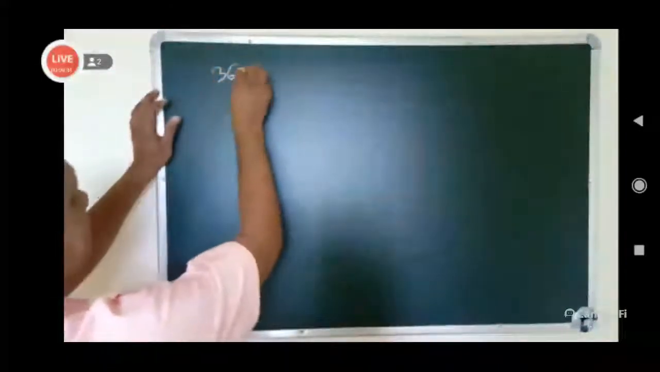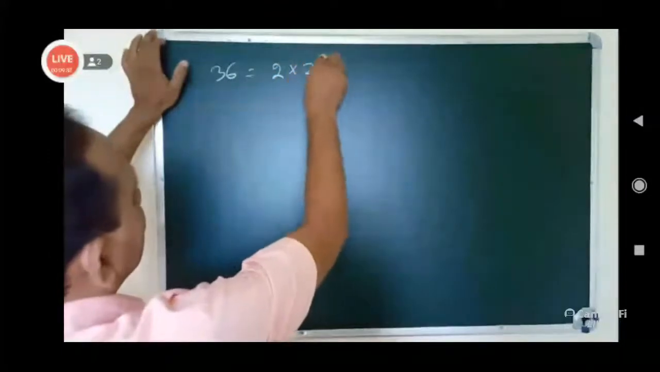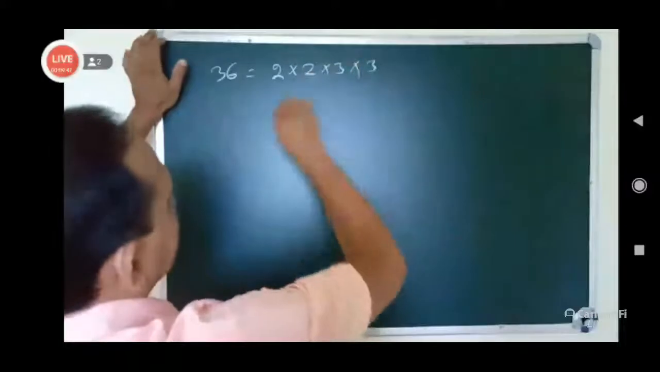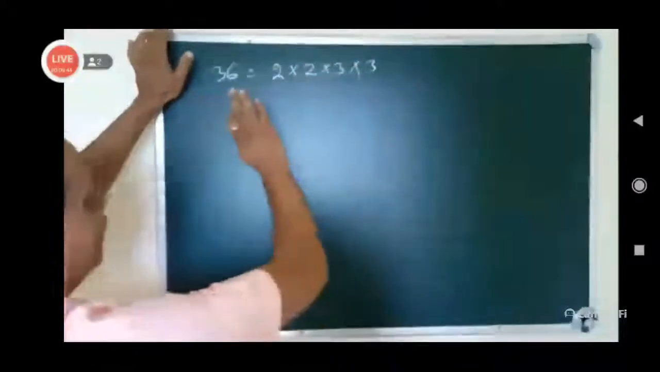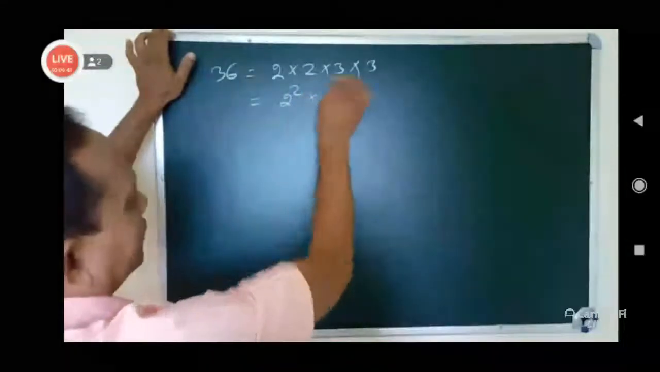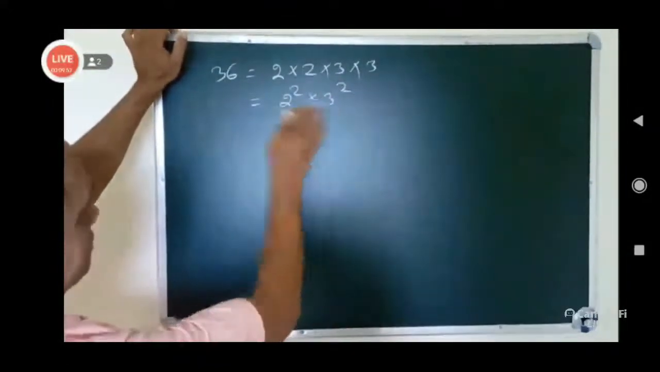Suppose there is a number 36. 36 equals 2 into 2, 2 twos are 4, 4 threes are 12, 12 threes are 36. So we can write this as 2 square into 3 square. That is the prime factorization.